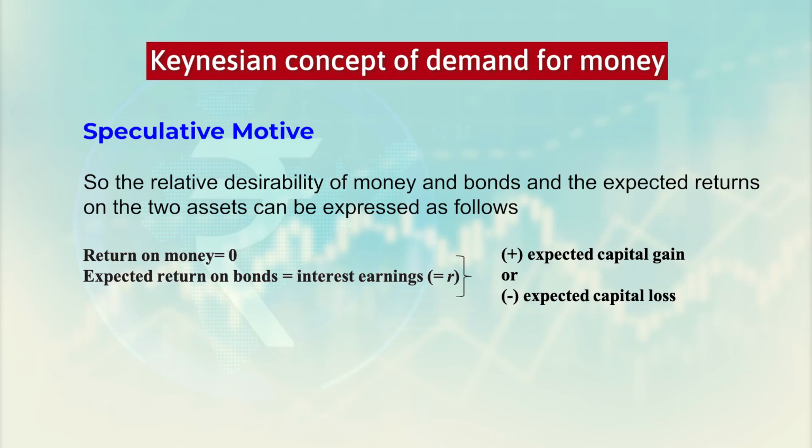Interest earning means the interest payment that I can earn at this point of time. And the expected capital gain means what I'm expecting if I sell this bond or if I buy a bond in future. There may be a possibility of gain and loss. The whole thing, if we add all these together, should be equal to 0. As I said, the expected return on money is ideally 0.